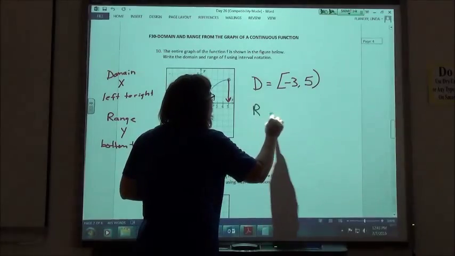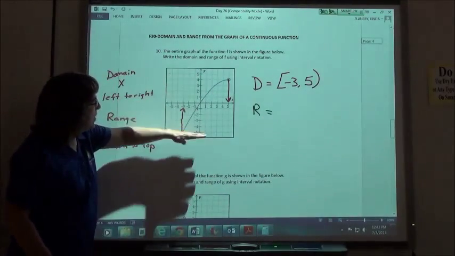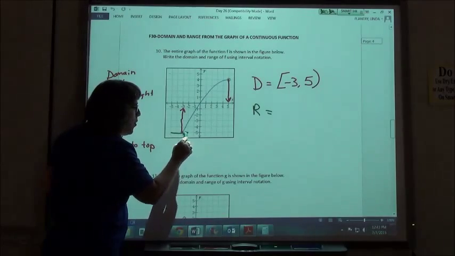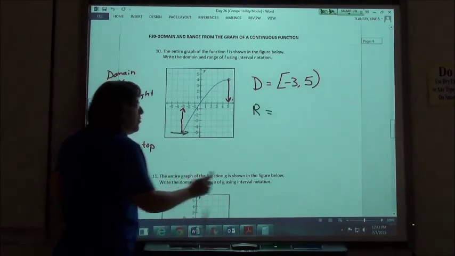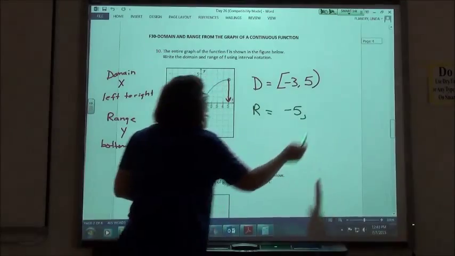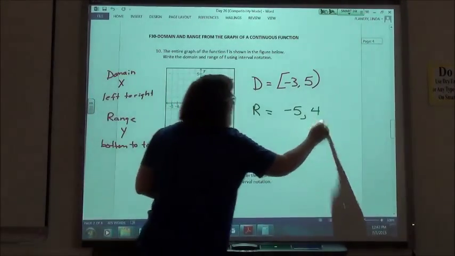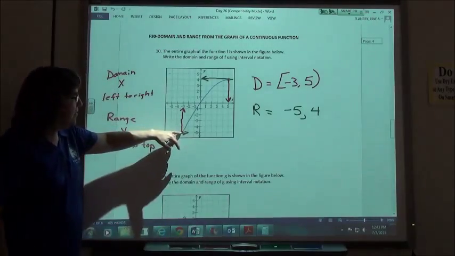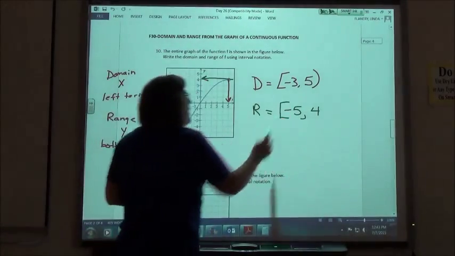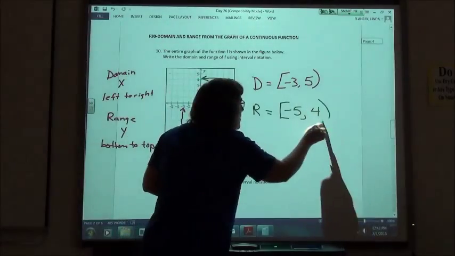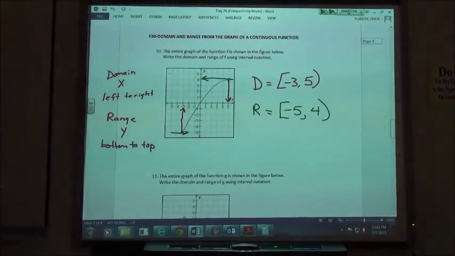When I do my range, again, I'm thinking about the bottom to the top of my graph. This is the bottom point. The y value of that point is -5. This one up here is my top point. The y value of that is 4. That one had the filled-in circle, so it's going to be a bracket. That one has the open circle, so it's going to have a parenthesis.